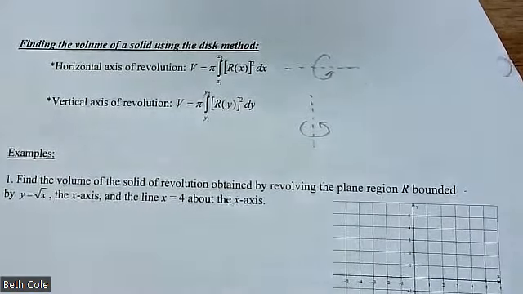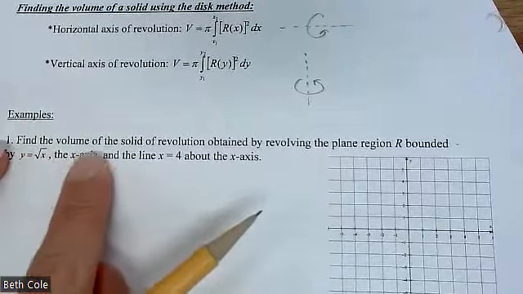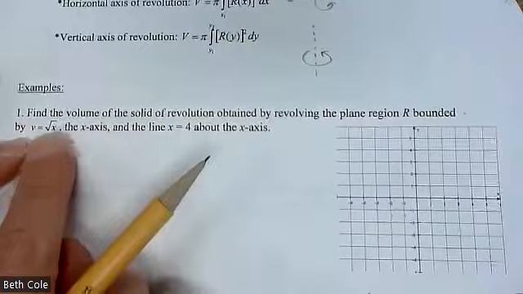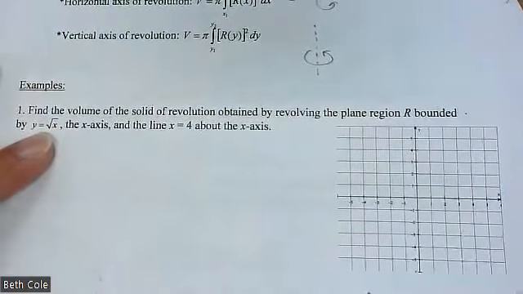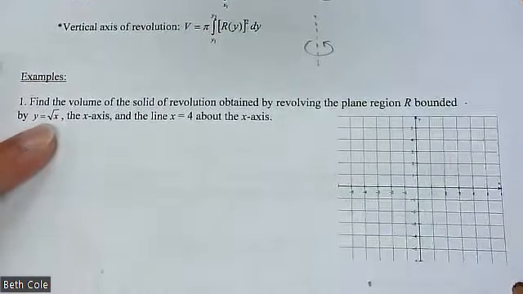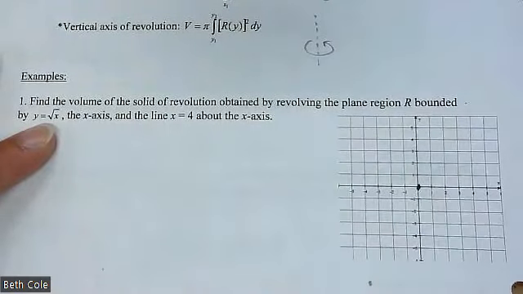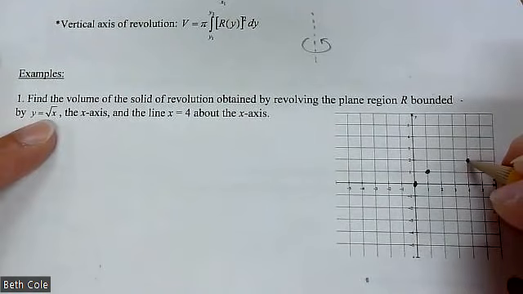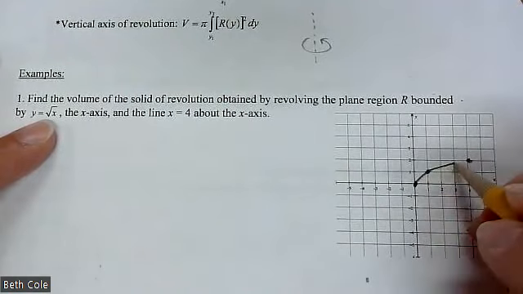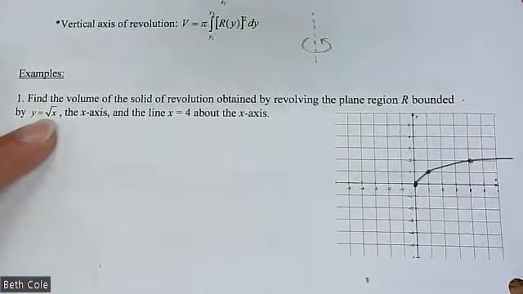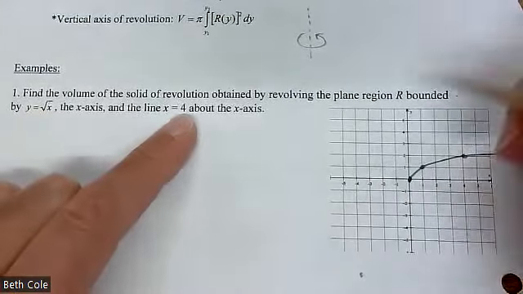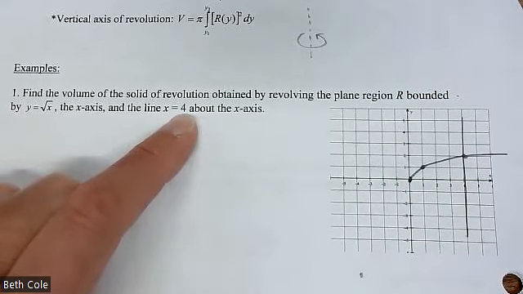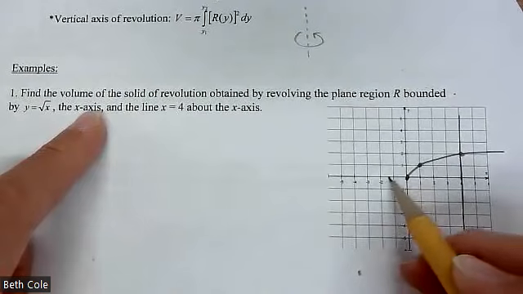Okay, so we're still going to start by drawing these. Find the volume of the solid of revolution obtained by revolving the plane region. You know, they're all going to start by saying that. y equals square root of x. What are some points I can put on for that? 0, 0, 1, 1, close, 4, 2. All right, the line x equals 4, so vertical line at 4. Oh, and I skipped this one, and the x-axis.